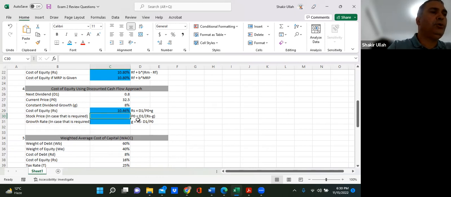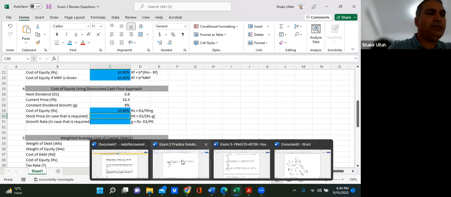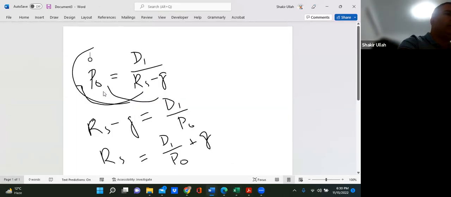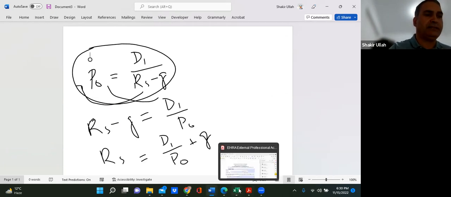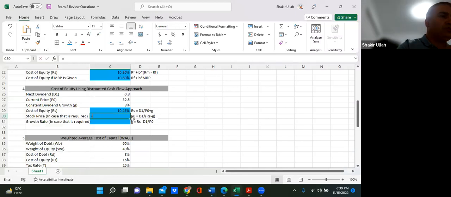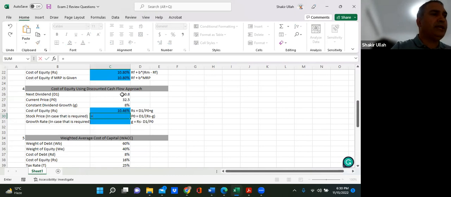Then you may be asked to calculate P0. If that is the case, then the formula for P0, the current price of the stock, is D1 divided by RS minus G. But remember, this RS minus G, that difference is the divisor. So we have to include that in parentheses when we use Excel. So P0 would be D1, which is the next year's dividend, 0.8, divided by, we start the parentheses so that the difference is calculated first, RS minus G. RS, which is cost of equity, we just calculated it, minus G, which is 8%, and we close the parentheses and enter it.